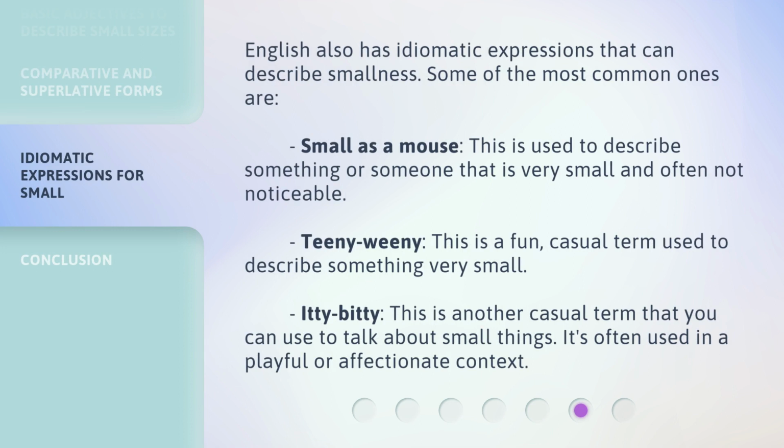English also has idiomatic expressions that can describe smallness. Some of the most common ones are small as a mouse. This is used to describe something or someone that is very small and often not noticeable. Teeny weeny. This is a fun, casual term used to describe something very small. Itty bitty. This is another casual term that you can use to talk about small things. It's often used in a playful or affectionate context.